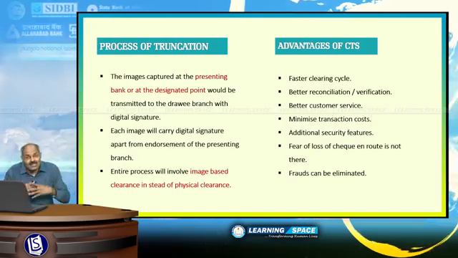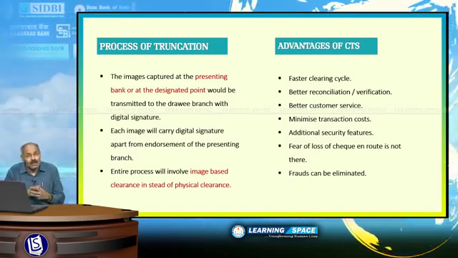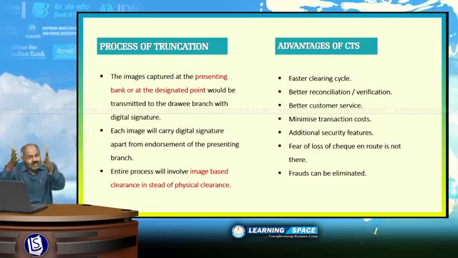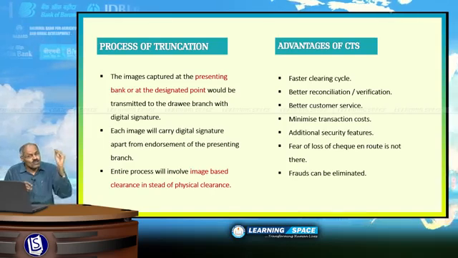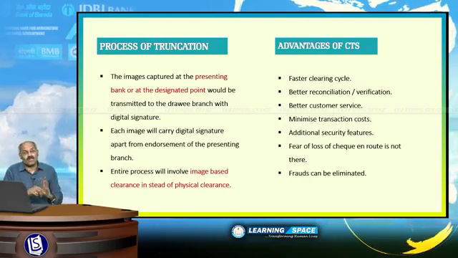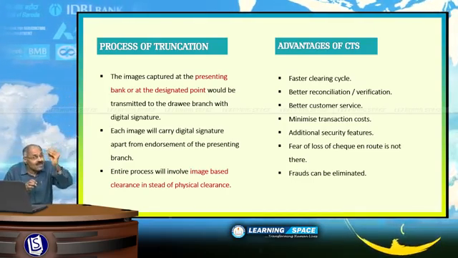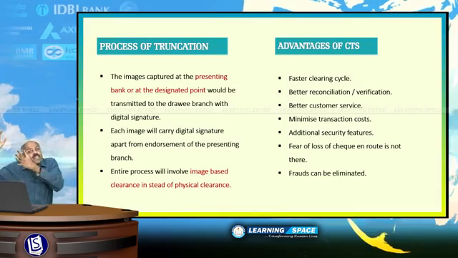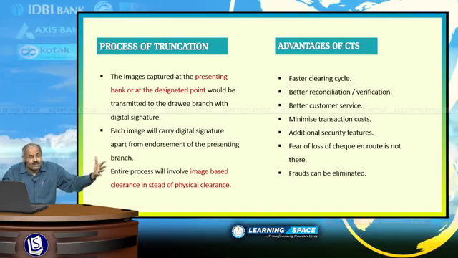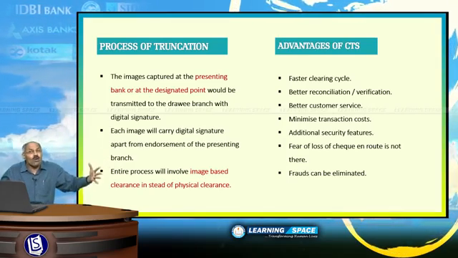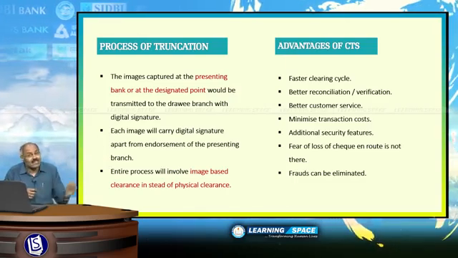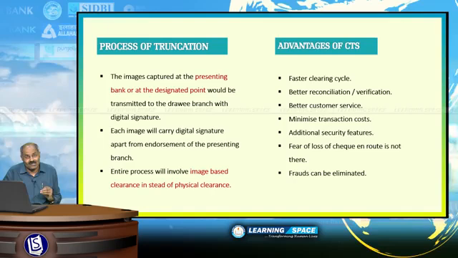And what are the advantages? It is a faster clearing cycle, better reconciliation, better customer service, and these are all the features of CTS checks. The most important two features are that frauds can be eliminated because of inbuilt security features. The second important point is a faster clearing cycle, because the physical movement of the check is eliminated now. From Delhi to Chennai or Chennai to Bangalore, only the image will be verified, the check will not move physically. That is the beauty of these CTS checks, right?